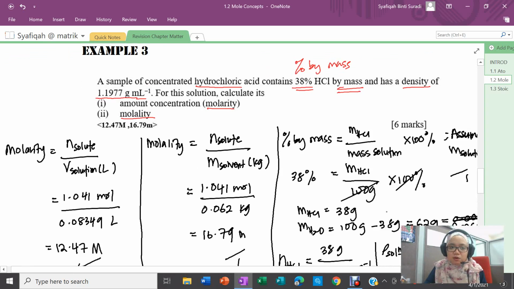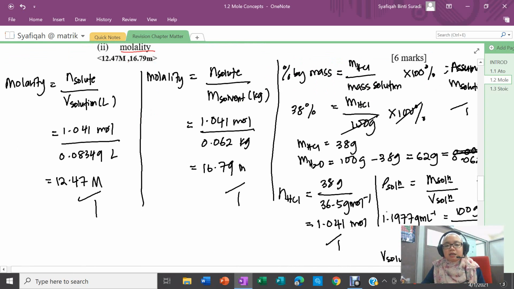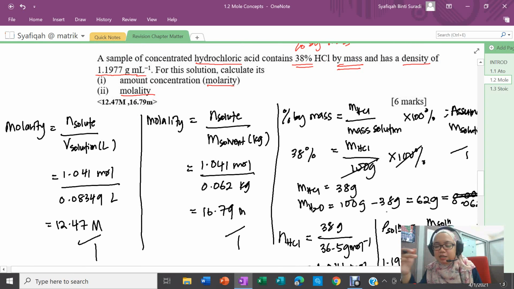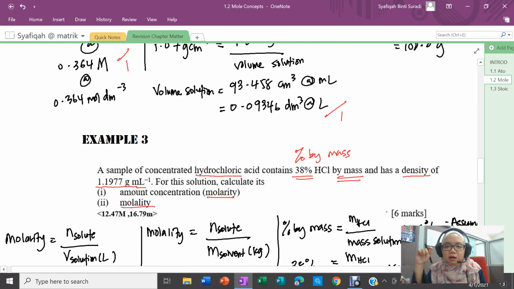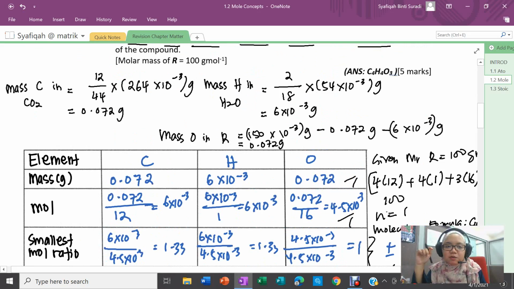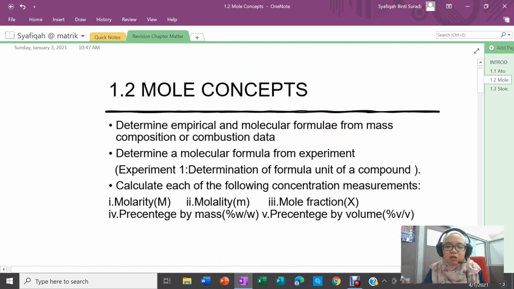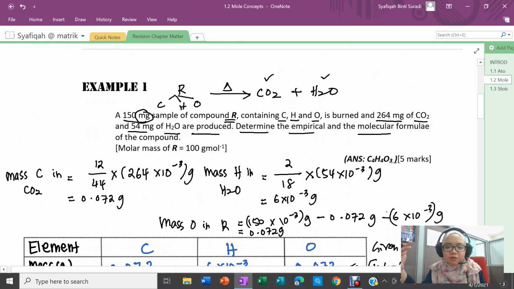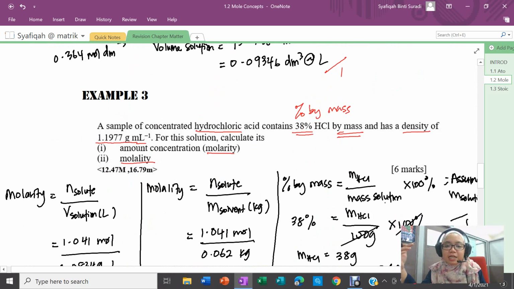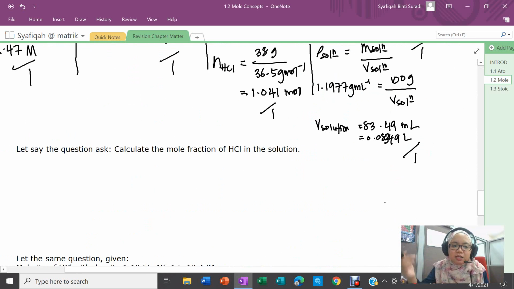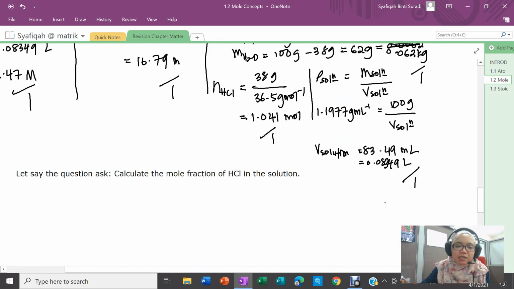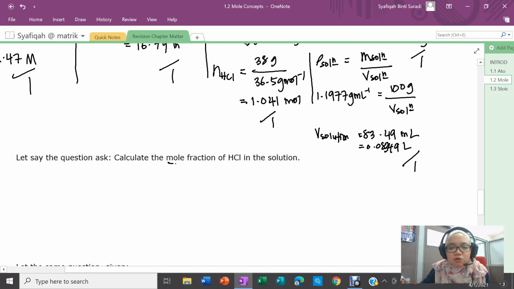Next. Okay. Sekarang kita cuba nak ubah soalan kita. Okay, sebab kita nak tengok, kita nak jawab learning outcome kita ni kan. Kita nak make sure kita cover semua learning outcome kita kan. Nak cari mole fraction, percentage by mass semua kan. Okay, let's say the question asks you. Dia kata kita dah dapat semua ni. Dia kata calculate the mole fraction of HCl in the solution.